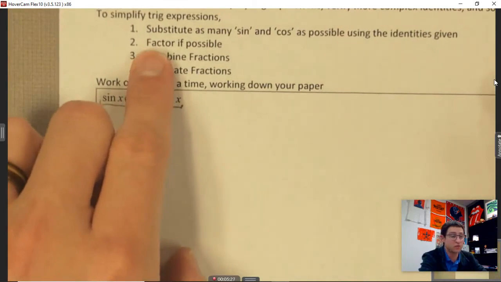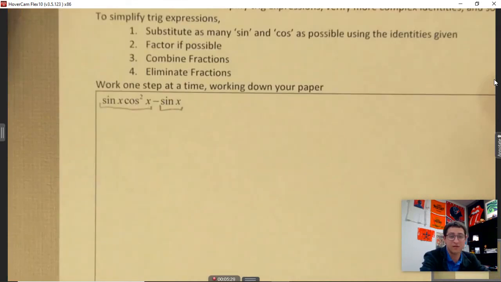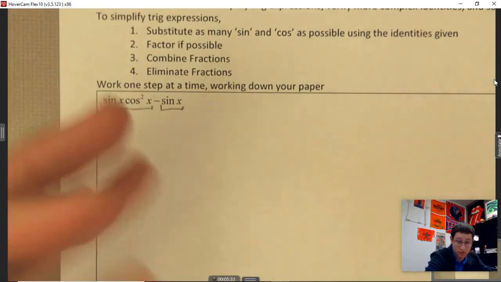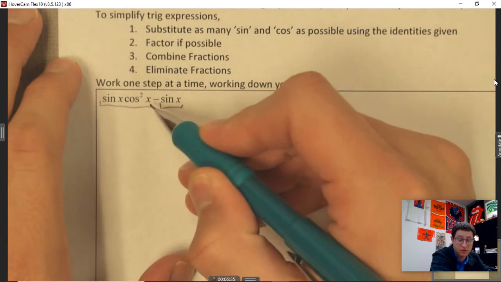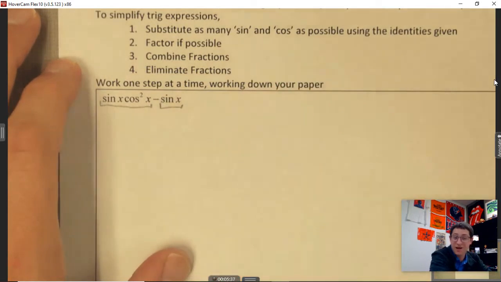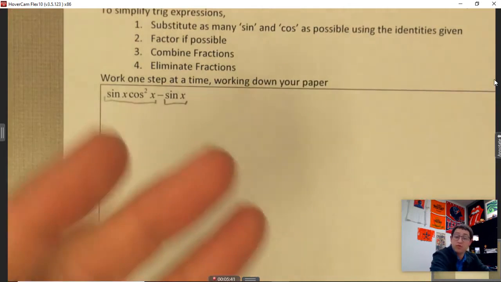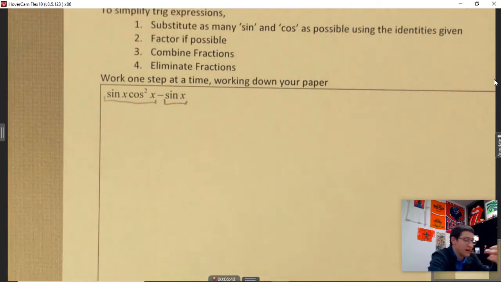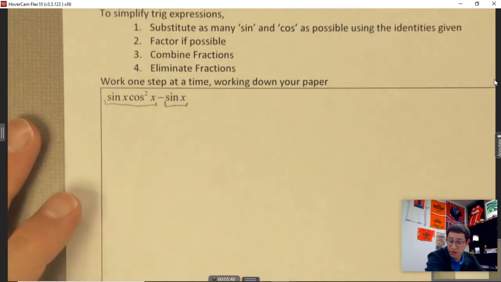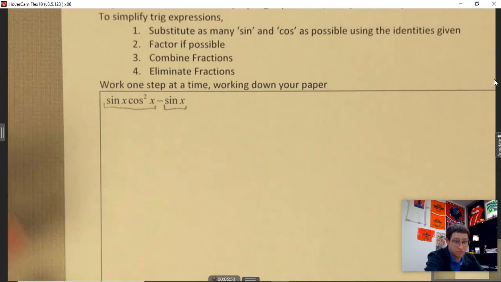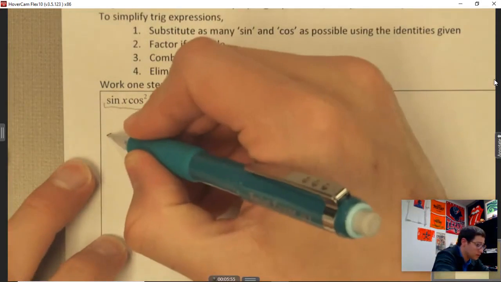Factor if possible. So, can we factor here? That's a question we want to ask ourselves. And again, when I'm personally looking at this, I see that I have two different terms, separated by the minus sign. I also see that I have a sine of x here and a sine of x here in both of my terms. So I'm actually going to factor out that sine of x. I'm going to do the factoring with the greatest common factor and pull out that sine of x. So here we go.